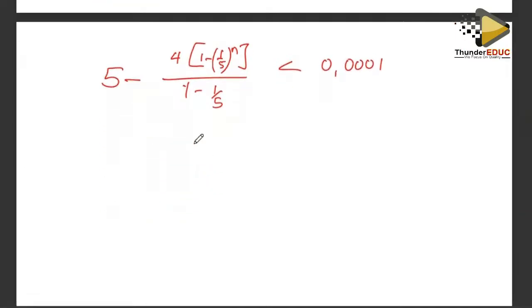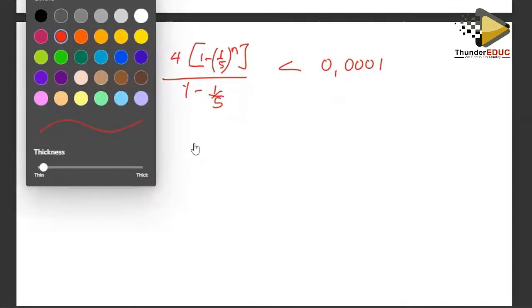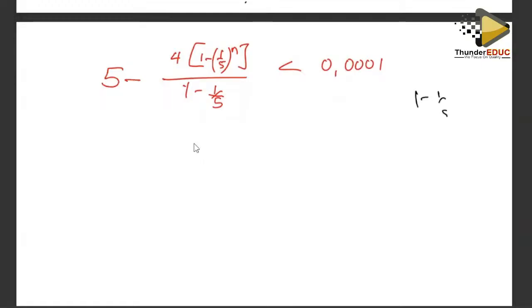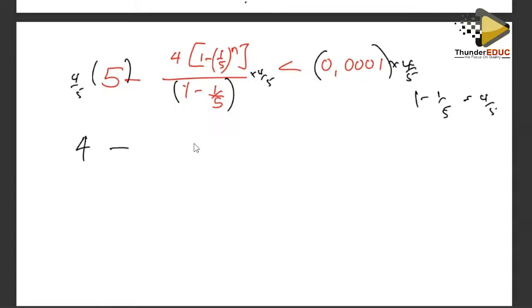Okay, so when you do the substitution and the simplification, what are you going to get? Because this is going to give us 4 over 5 when you multiply it through. Okay, because 1 minus 1 over 5, we're going to get just 4 over 5. So let's multiply everything by 4 over 5, and then by 4 over 5. So this is going to be 4 minus, this cancels that. Then we shall have a 4.